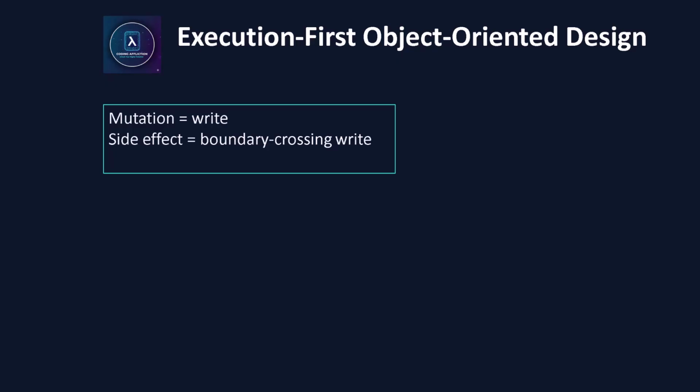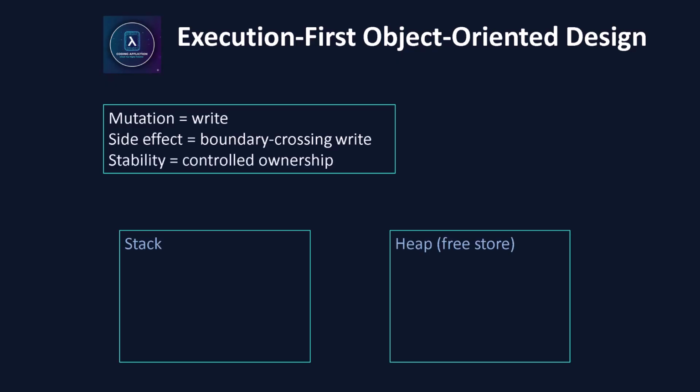Object-oriented design is more than class diagrams. It is about deciding where mutation is allowed, and more importantly, who owns persistent memory.